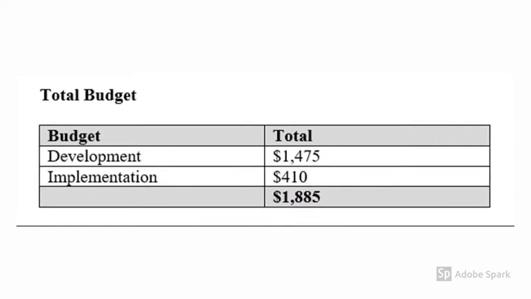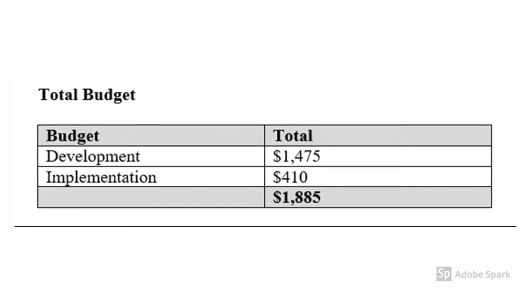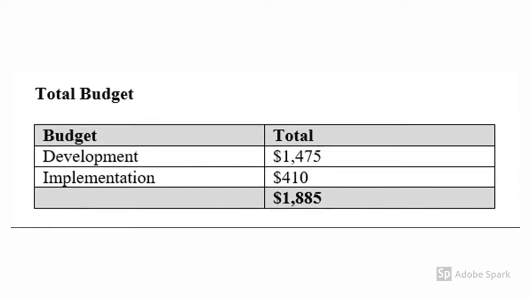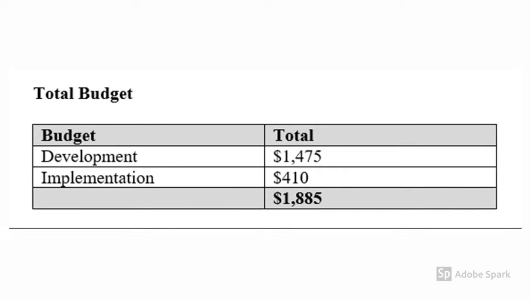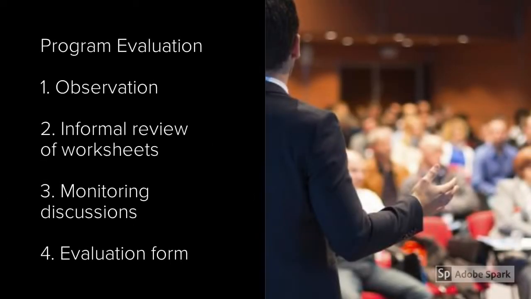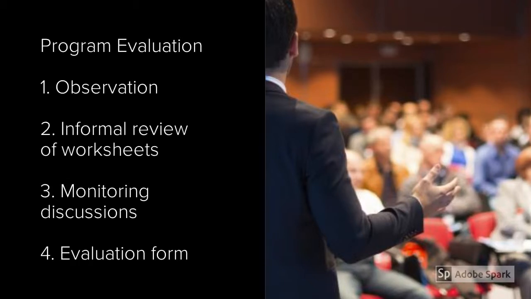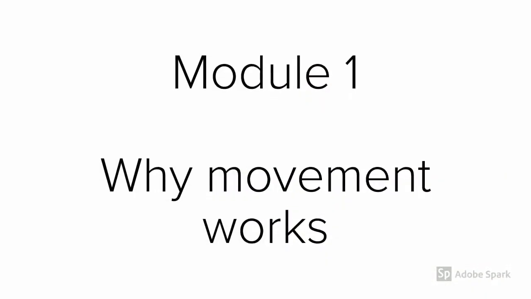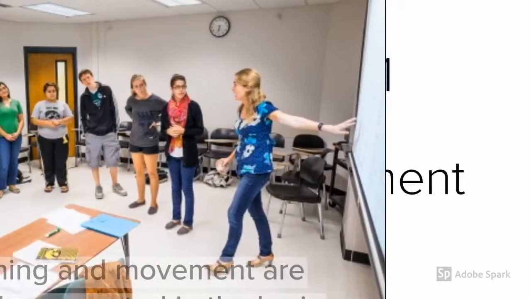The budget for this training program includes development and implementation. This includes the workshop presentation, travel expenses, time for research, conferences, purchase of resources, and refreshments. The presenter will be assessing the effectiveness of the workshop in multiple ways. This includes observation, informal review of worksheets, monitoring participants' discussions, and an evaluation form that will be distributed at the end of the workshop.